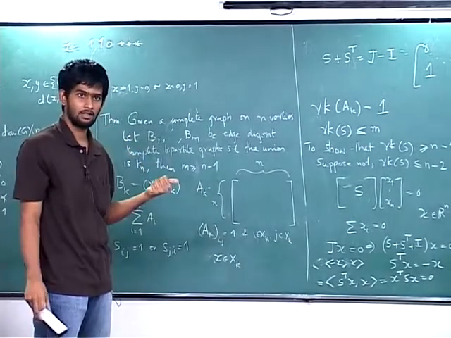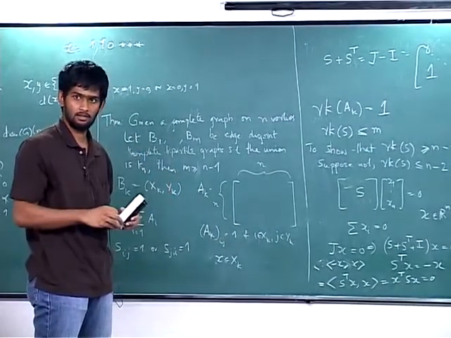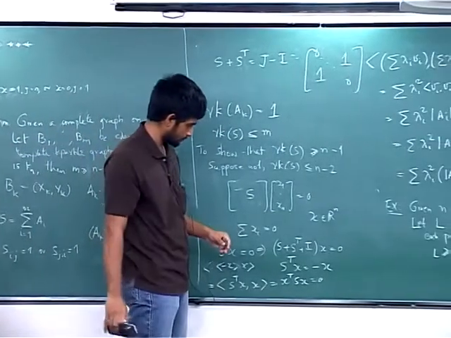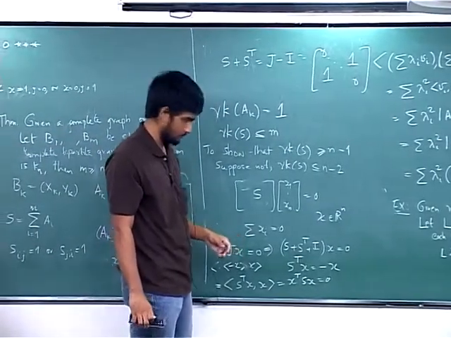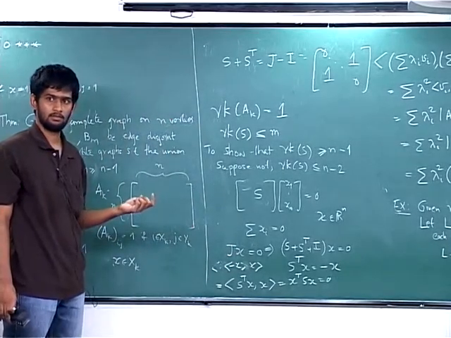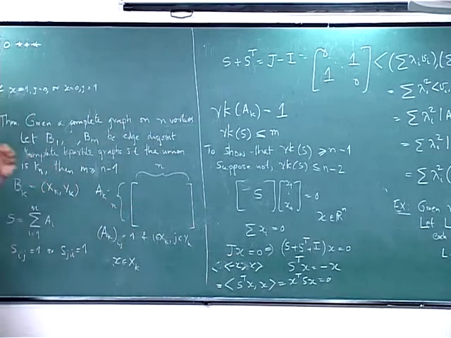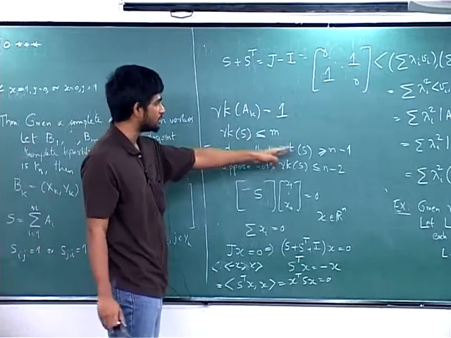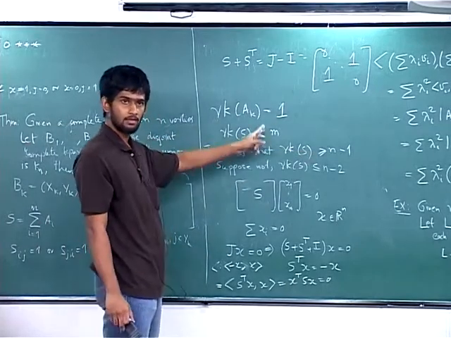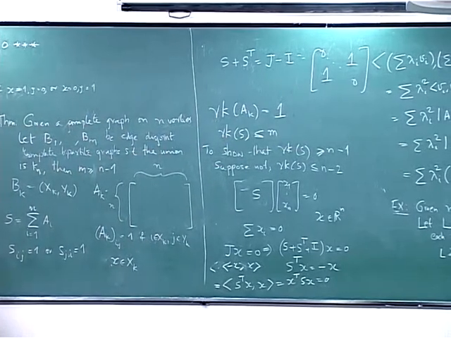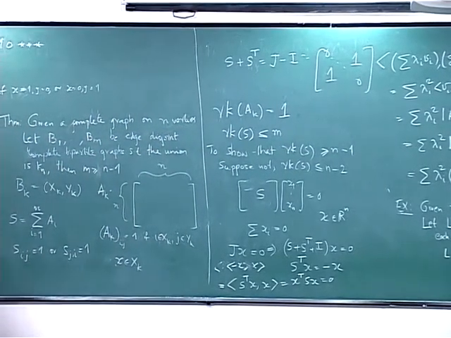Is the argument clear? Is it okay? So this basically means that m has to be at least n minus 1. So yeah.